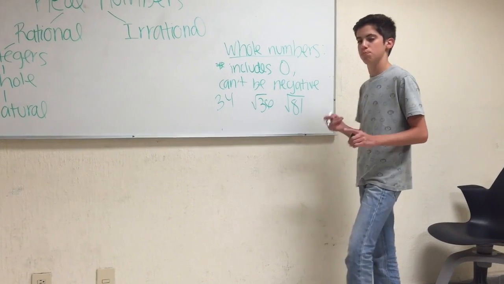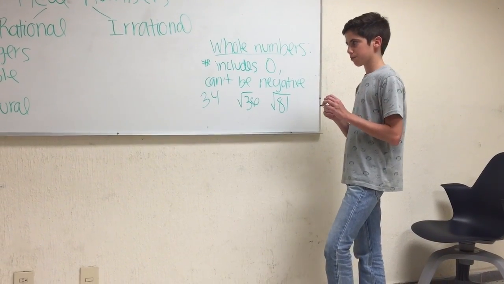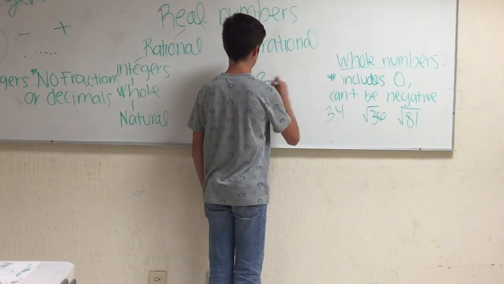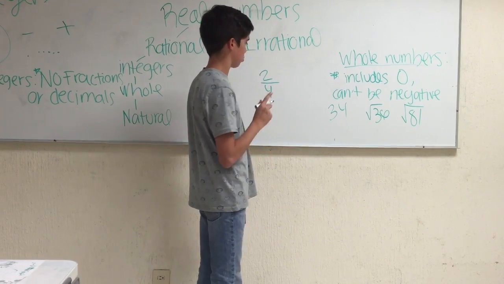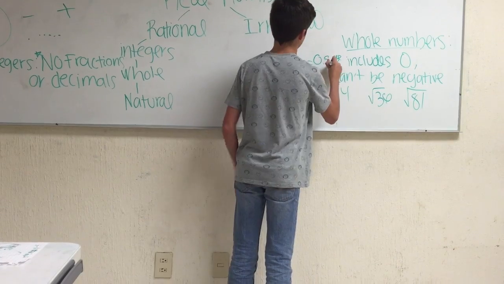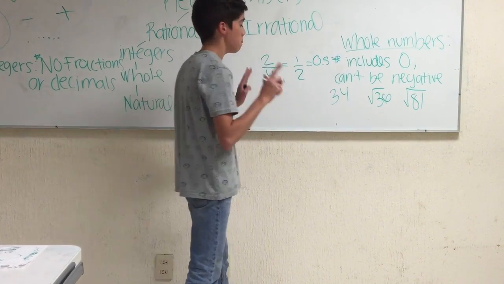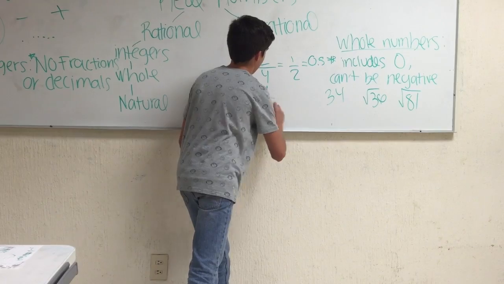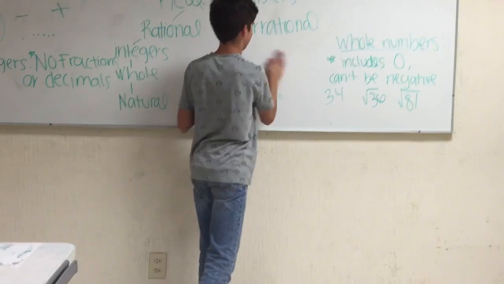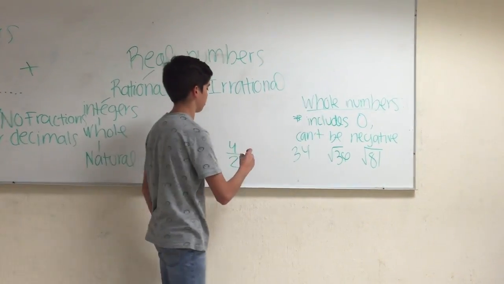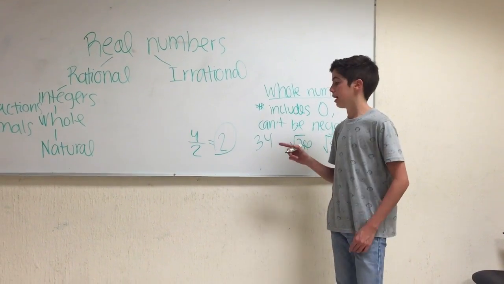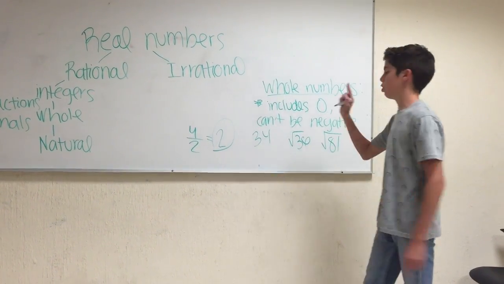We can also have fractions, but they have to simplify nicely. For example, if we have 2 fourths, we can't have this one, because if we simplify it, it would be 1/2, which is the same as 0.5, and it has a decimal. But if it was 4 halves, this would simplify to 2. And 2 is not negative and it is positive, so it can be a whole number.